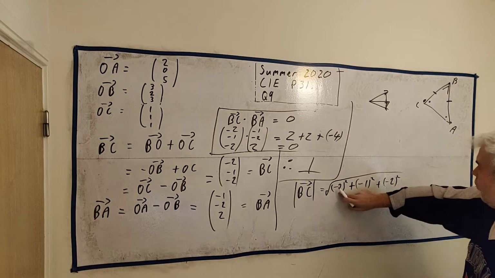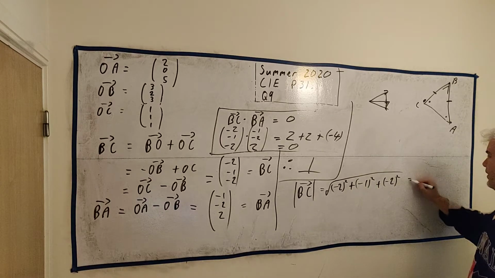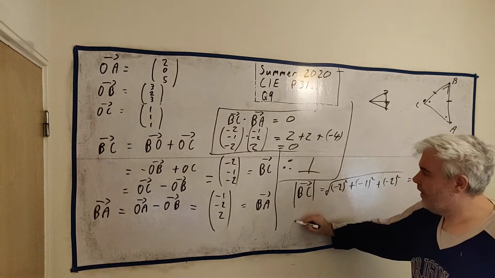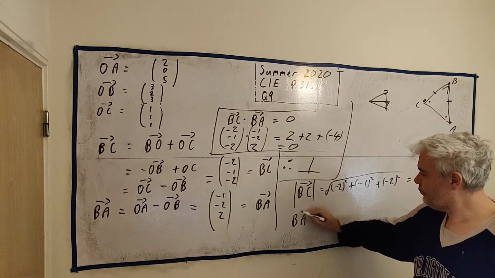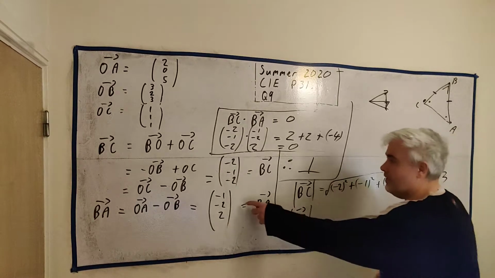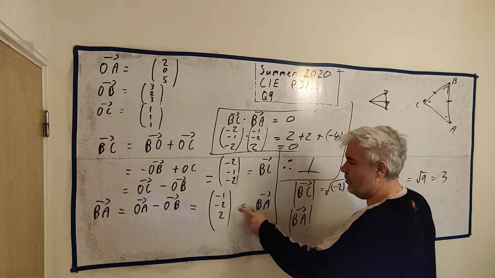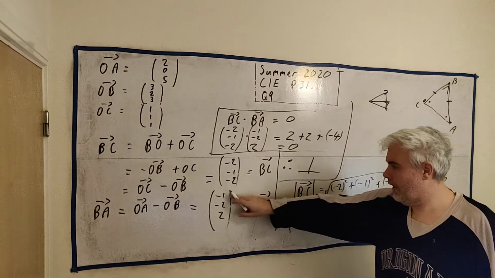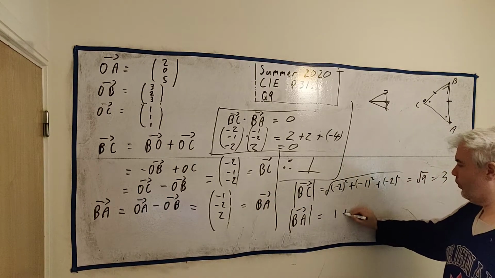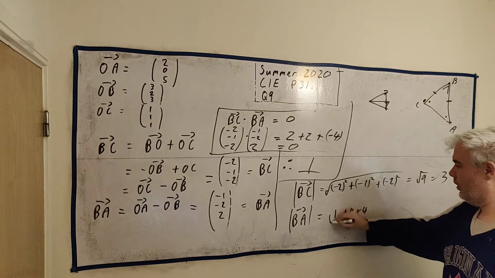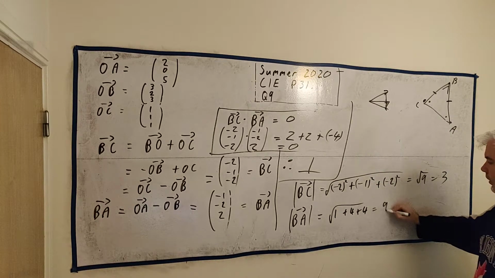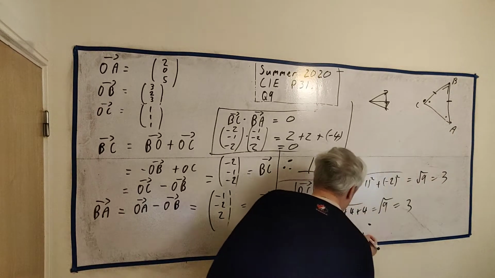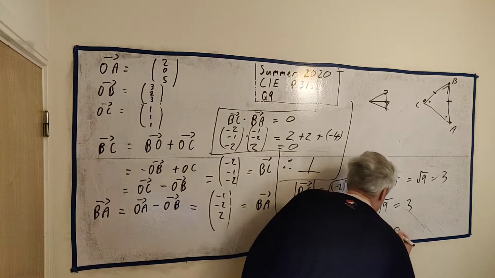So this is 4 plus 1 plus 4, which is equal to 9. The square root of 9 is equal to 3. And then the length of BA, we can already see it's the same because it's 2 squared, 2 squared, and 1 squared. So that's equal to, well, let me write it that way, the square root of 1 plus 4 plus 4, which is equal to the square root of 9, which is equal to 3. Therefore, they're equal. Therefore, isosceles.